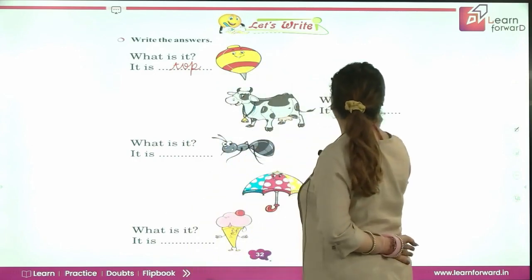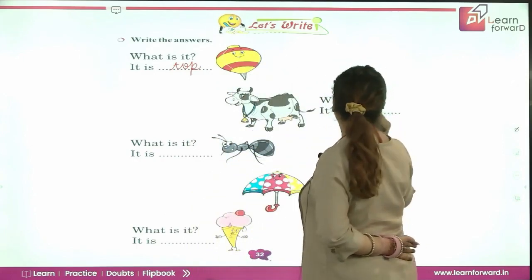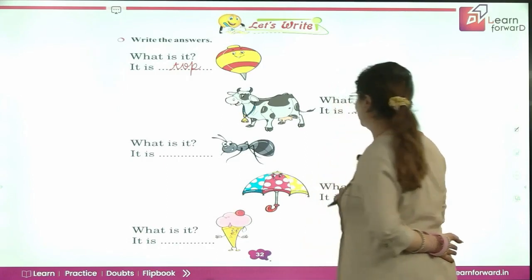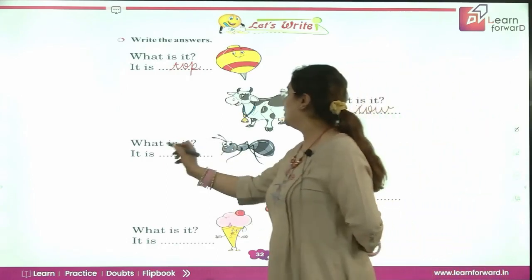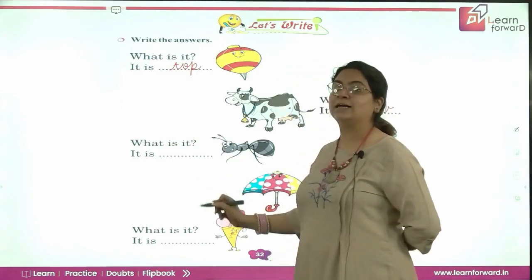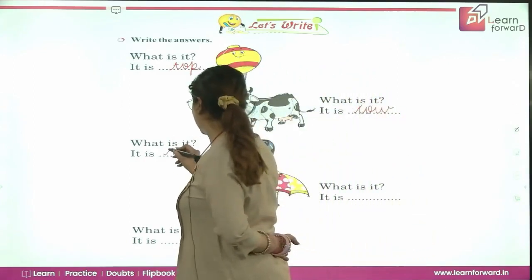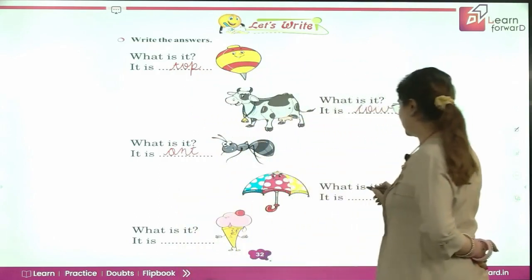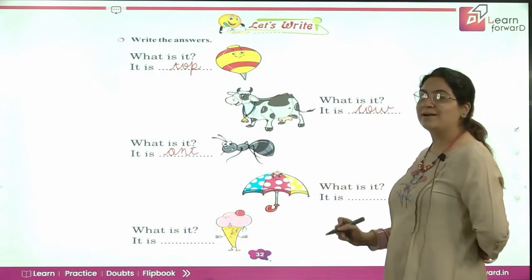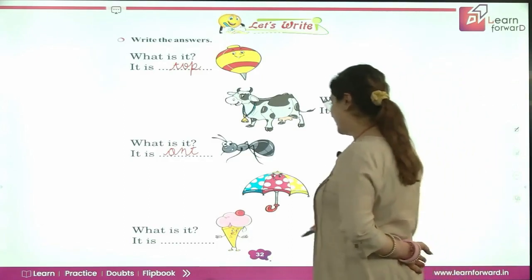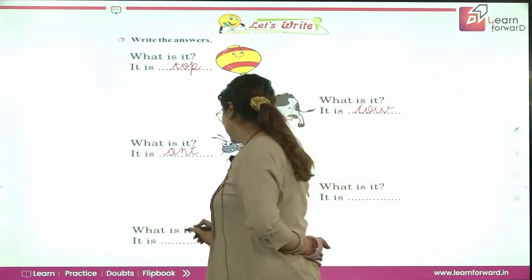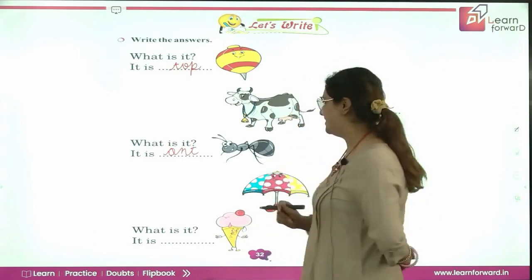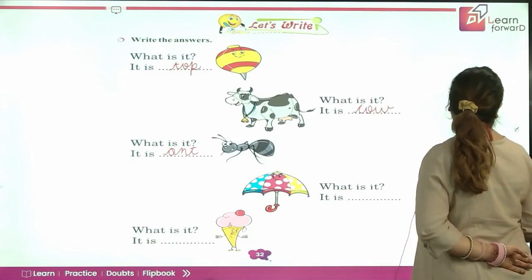Next, what is it? It is a cow. Yes, very good. Next we have, what is it? It is an ant. Yes. Very good. What is it? It is an umbrella. Very good. What is it? It is a yummy ice cream. Very good. Write down this one also.